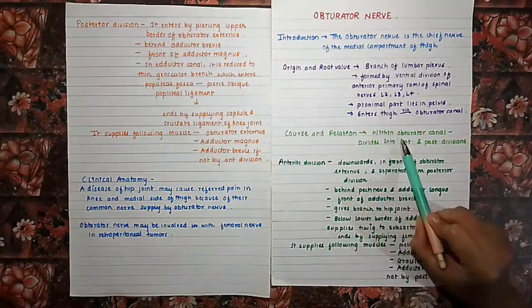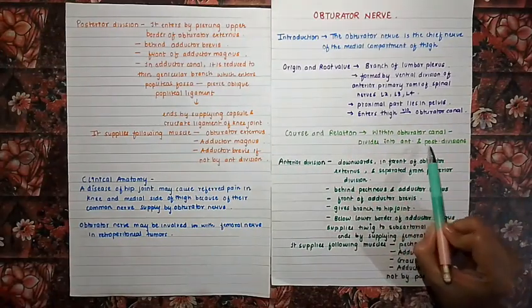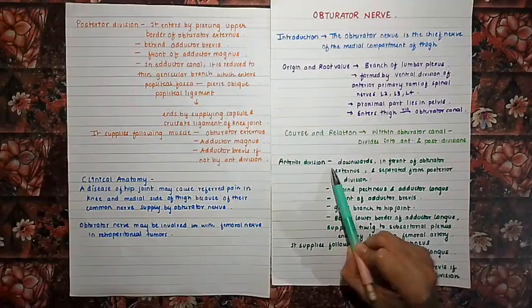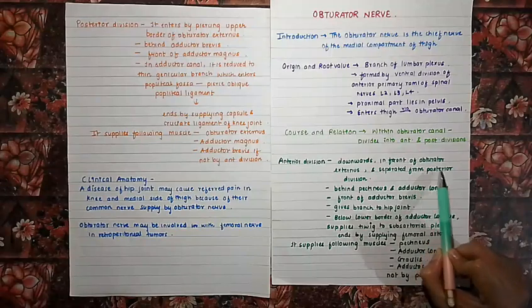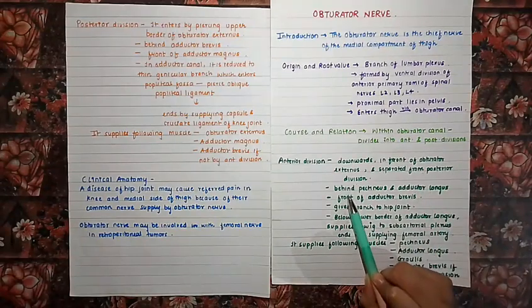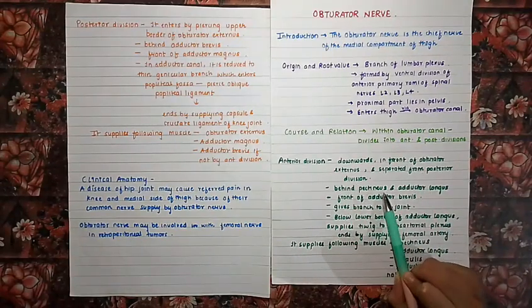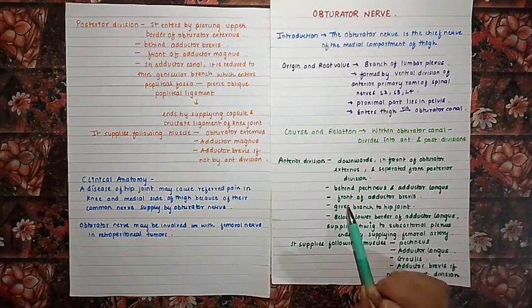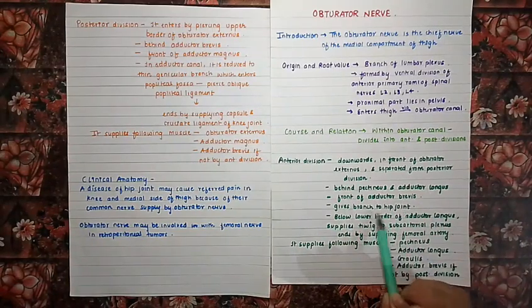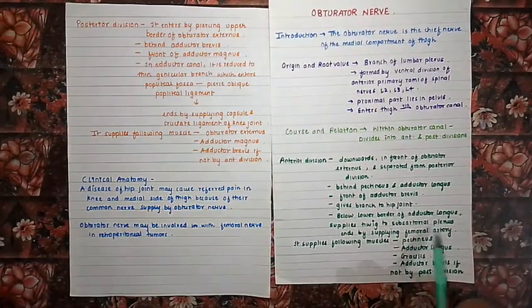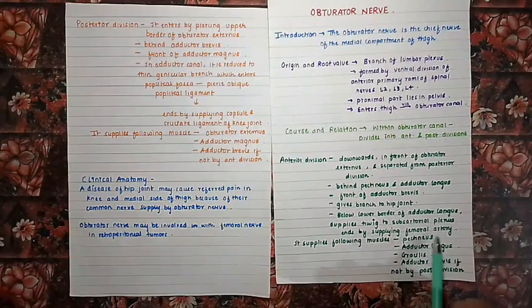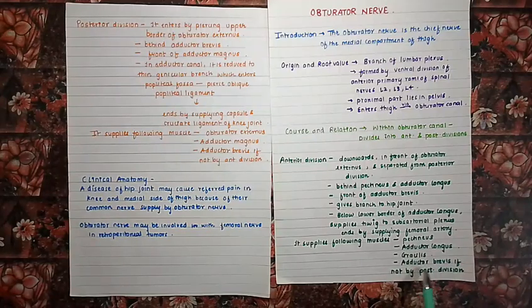Course and relation. Within the obturator canal, it divides into anterior and the posterior division. Anterior division, it runs downwards in front of obturator externus muscle, separated from the posterior division. Behind it travels behind the pectineus and adductor longus muscle, in front of adductor brevis. It gives a branch to the hip joint. Below the lower border of adductor longus, it supplies a twig to subsartorial plexus and ends by supplying the femoral artery. It supplies pectineus, adductor longus, gracilis and adductor brevis if it is not supplied by the posterior division.